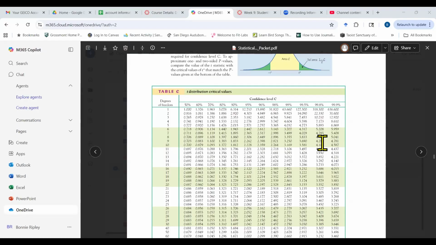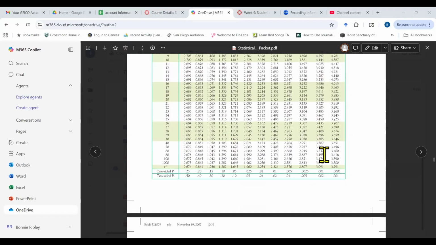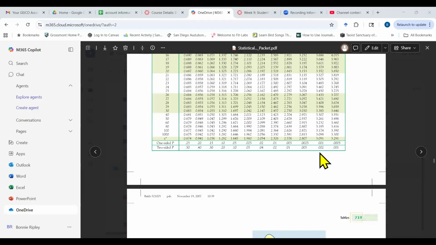All right, now we are going to go down to the bottom of the table where it shows our one-sided and our two-sided p-values. In case we forgot, we can look back at our alternate hypothesis, and we made this one a one-tail hypothesis. So we're going to write down those one-sided p-values, 0.001 and 0.0005.